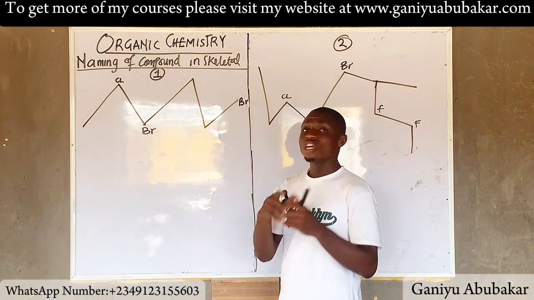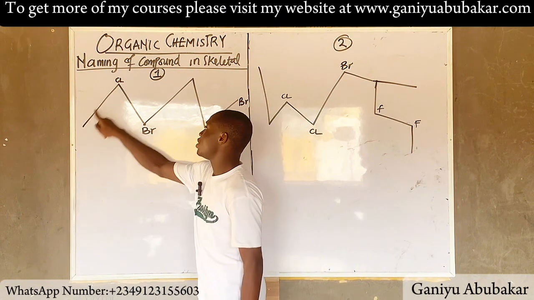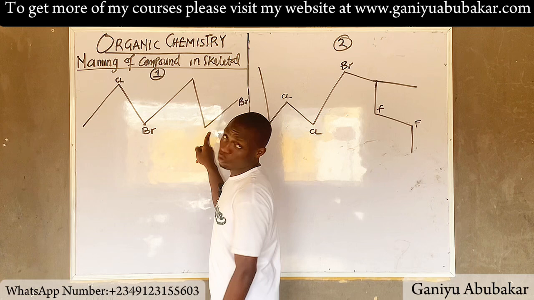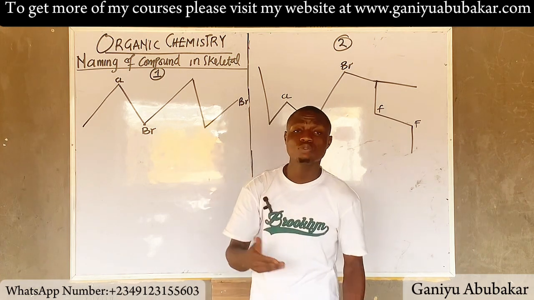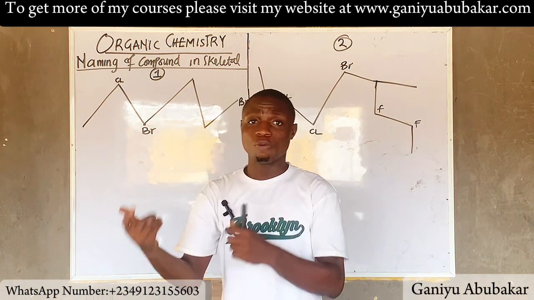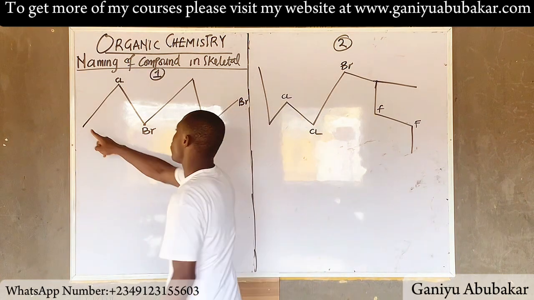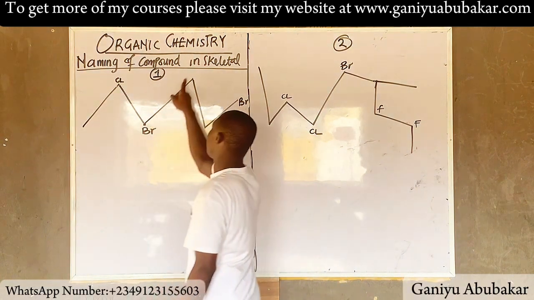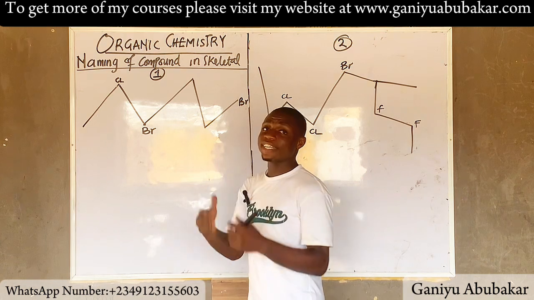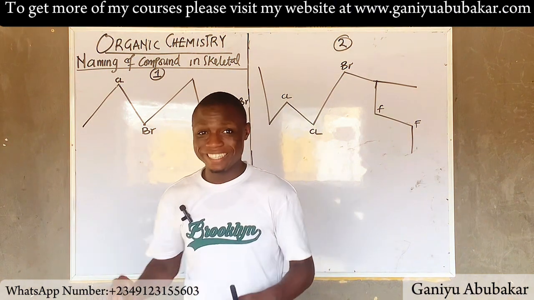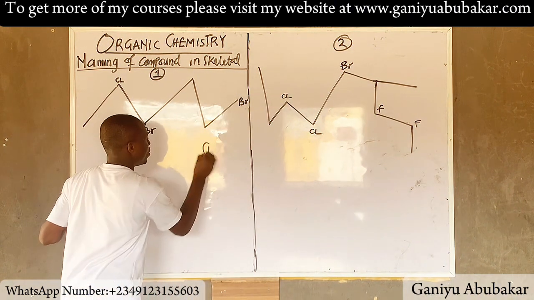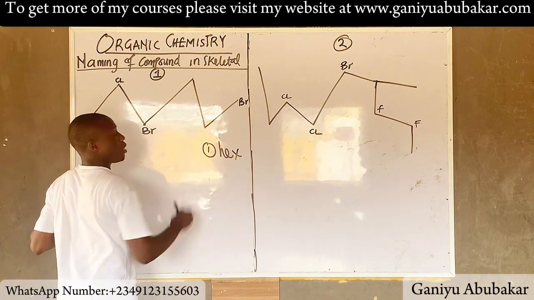So first task. Note that each edge represents a carbon atom. So rule 1 is to get the total number of carbon atoms. So let's count this, please. This is 1, 2, 3, 4, 5, 6. A 6-carbon chain is called hex. So rule 1, that's what hex is for 6 carbon atoms.